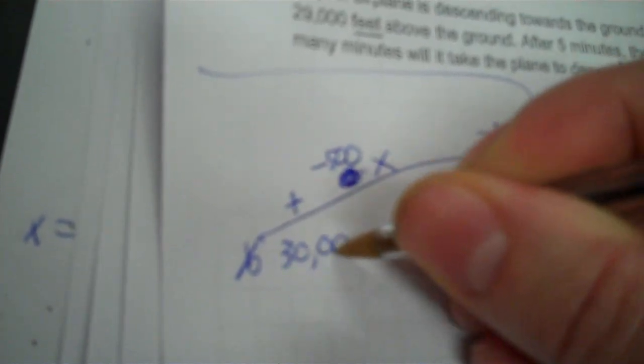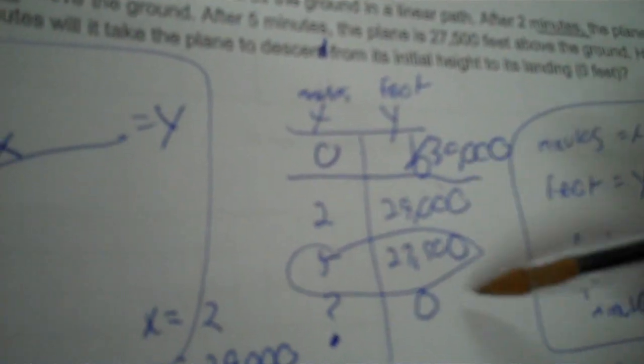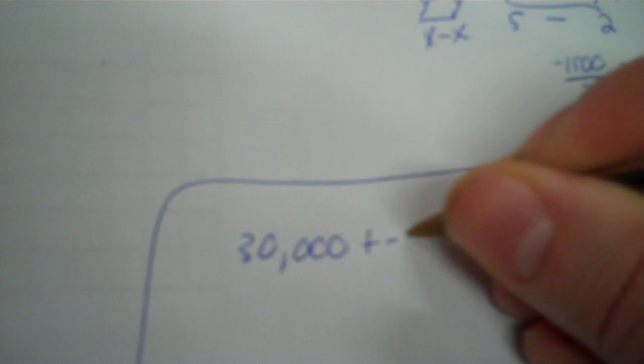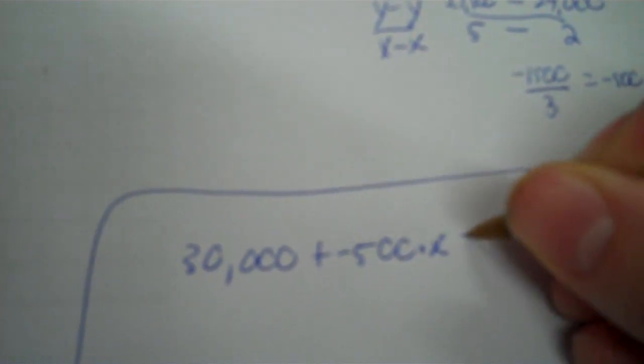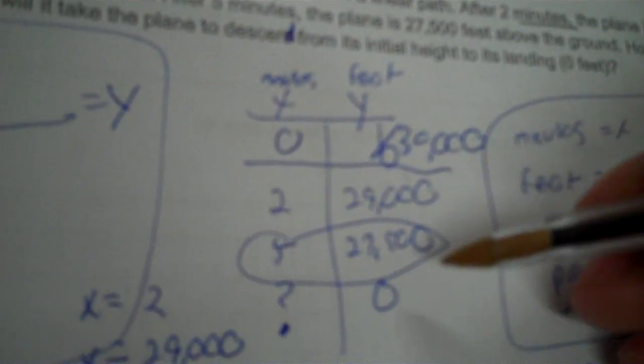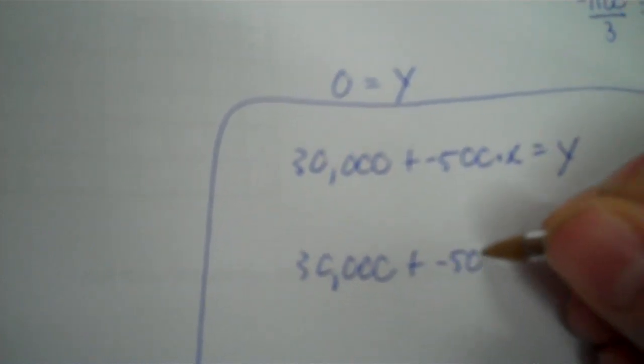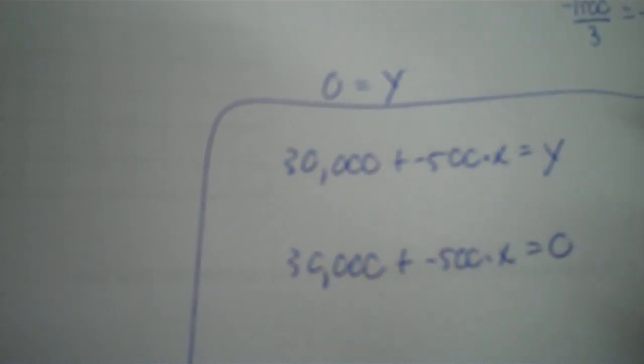Remember, 30,000 isn't your answer. That just tells you where you started at. And then the negative 500 means this would go down 500 if this went by ones, okay? Okay, so your equation's 30,000 plus negative 500 times X equals Y. And then, of course, the 0 is substituted for the Y variable. So 30,000 plus negative 500 times X equals 0.